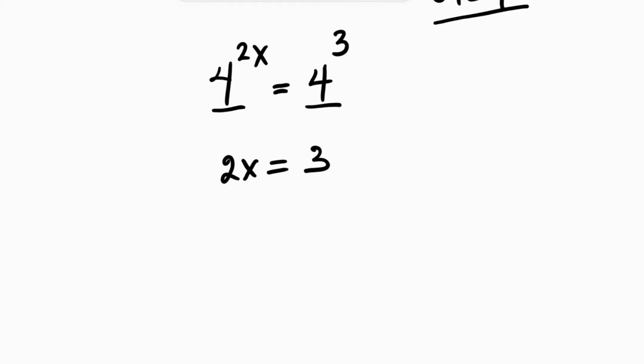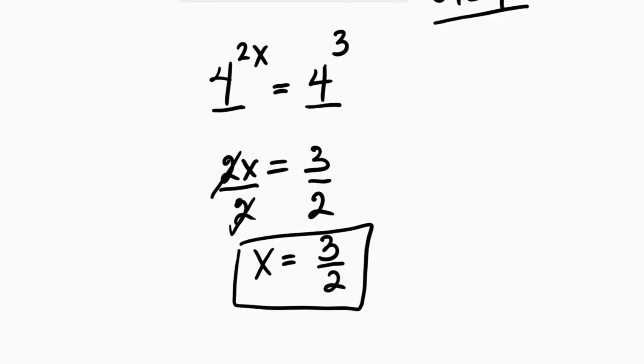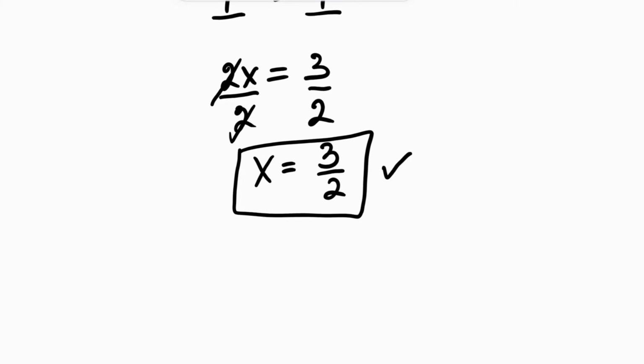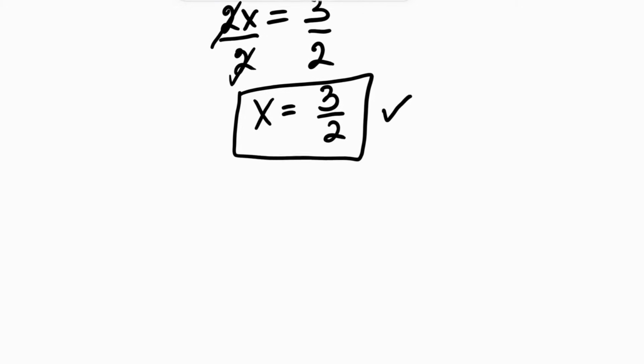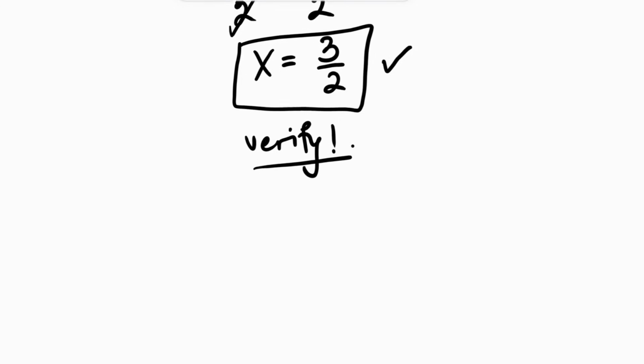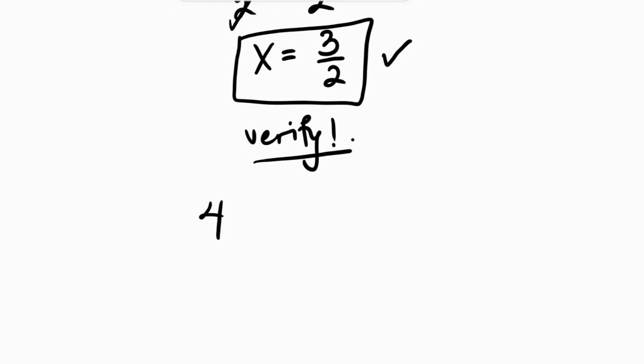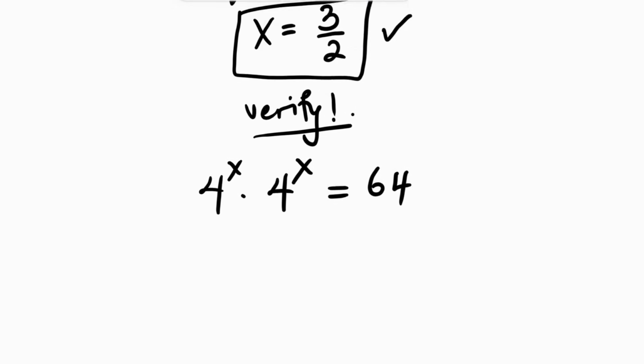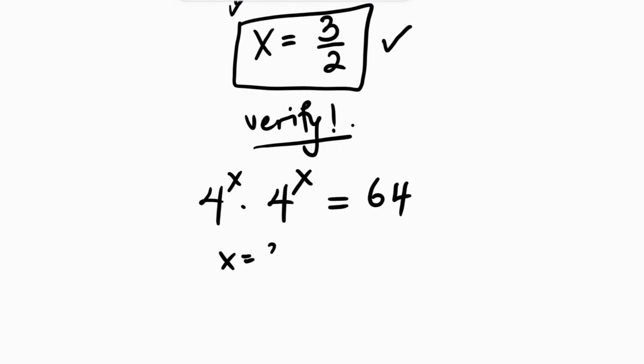If we divide both sides by 2, our x is equal to 3 over 2, just like what we got earlier as well. Now, let us go ahead and verify our answer to make sure that it is correct, by plugging in the value of x into our equation. So our x is 3 over 2, right?